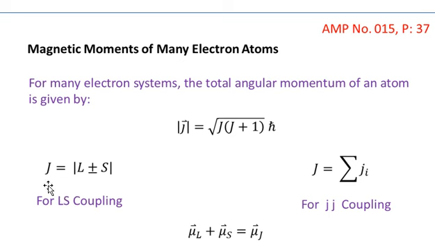And you know that this capital J is given as mod of L plus minus S using the LS coupling, and this capital J is given as the summation in vectorial form. I should write vectors on this J and also on this small j on both sides. So vector J, the total angular momentum of the atom, will be equal to the vectorial sum of the individual total angular momenta of the electrons, which is the case for the JJ coupling.